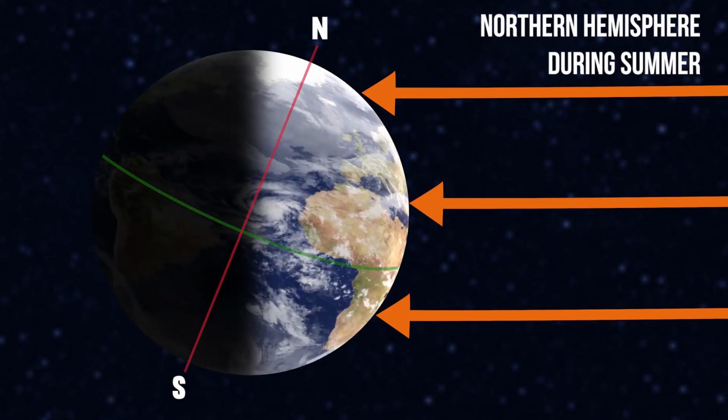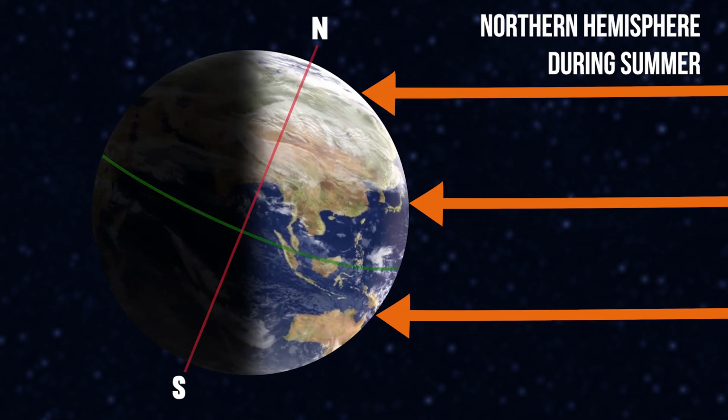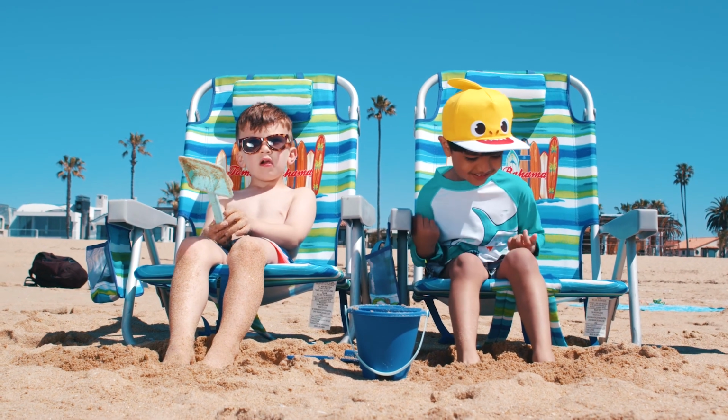Now let's hop to the other side of the Earth's orbit to check out summer. Notice how the northern hemisphere is tilted toward the sun here. Now the northern hemisphere is receiving lots of direct sunlight and energy from the sun, which means we get summer.